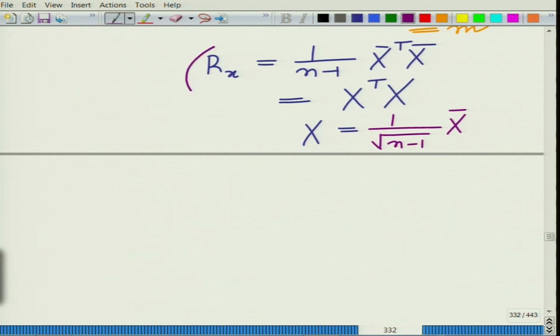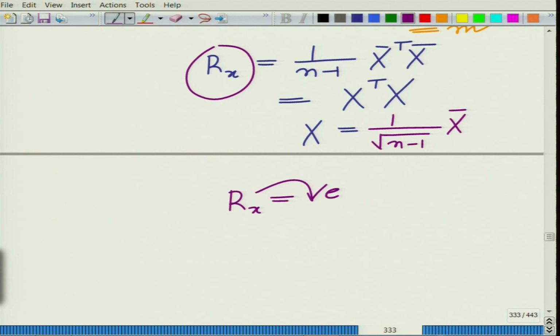Then the next step in the PCA is to perform the eigenvalue decomposition of R x and take the p eigenvectors corresponding to the largest eigenvalues. So what is the next step? We perform the eigenvalue decomposition.